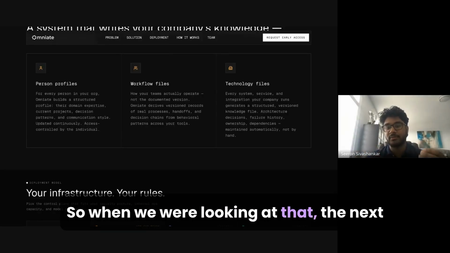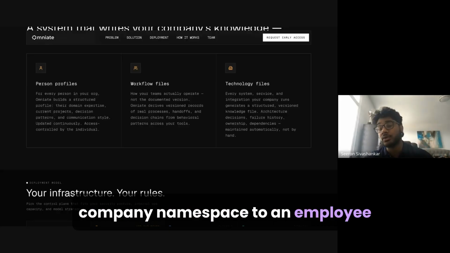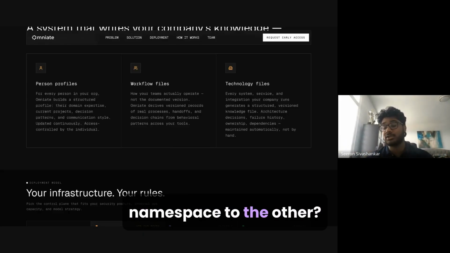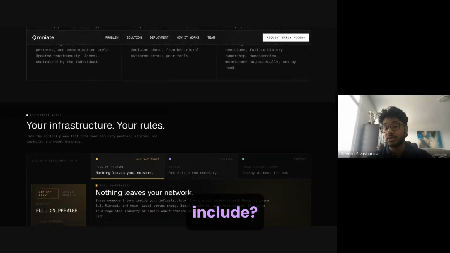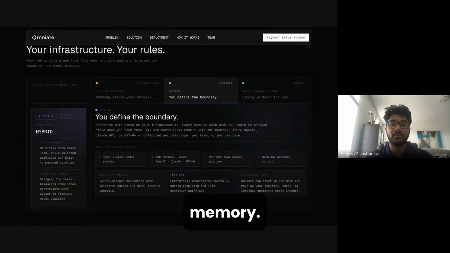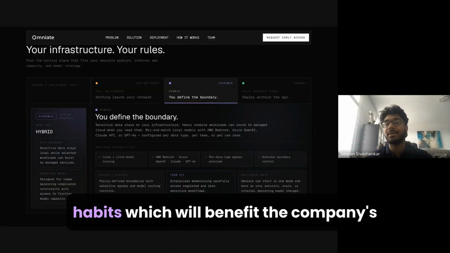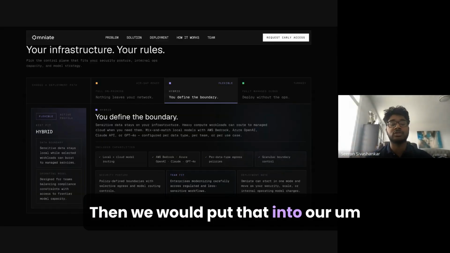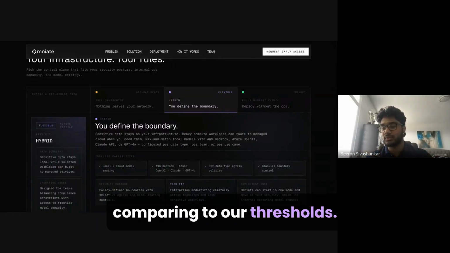When we were looking at that, the next question we had is, if we're going from a company namespace to an employee namespace, how are we going to migrate the data? How are we going to go from one namespace to the other? How do we pick which data is valuable enough, and which data we don't want to include? To do that, we used the Redis caching system as a short-term memory. And if there is a memory that continuously pops up, or we notice good habits which will benefit the company's workflow, then we would put that into our threshold gain and see how it compares to our thresholds.